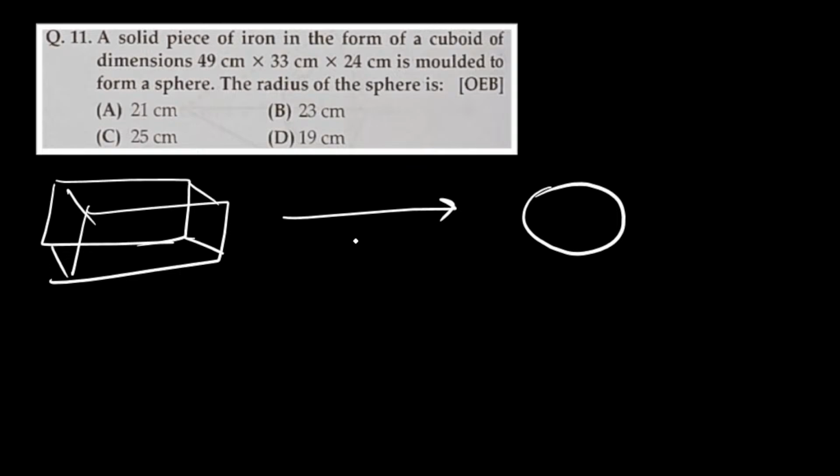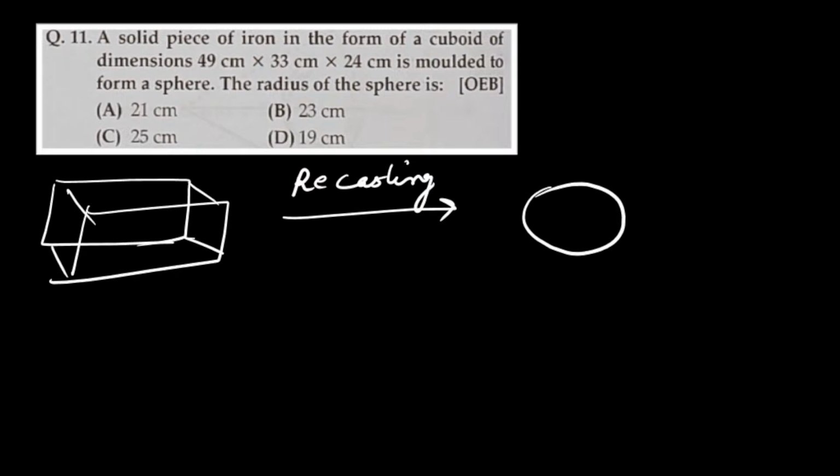So what is actually happening here? Which concept do we have to use? When one kind of solid is changed to another solid, what concept do we use? I have told you earlier also, this is the concept of recasting. The shape of the solid is changed from one shape to another.